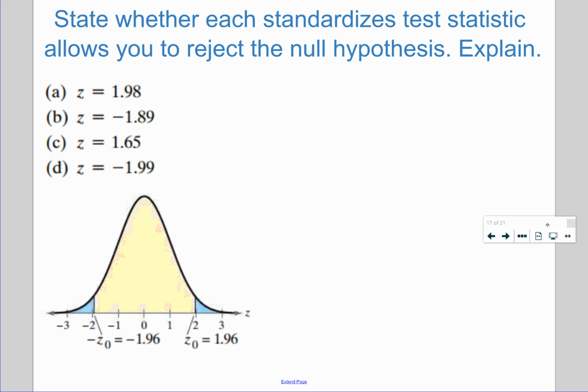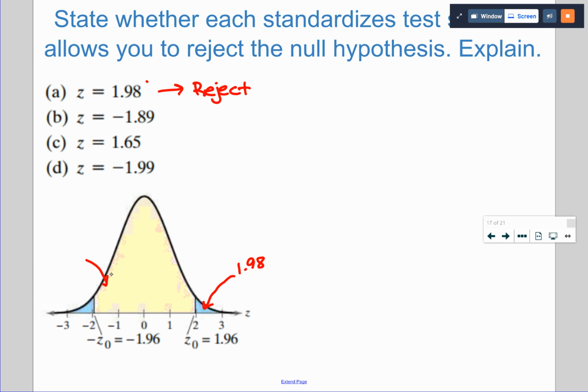Here I have, looks like a two-tailed test. I have critical values at negative 1.96 and positive 1.96. Let's say you do your calculations with your data and you get positive 1.98. Is positive 1.98 in either of these blue regions? Yes, it is. It would be to the right over here. So if it is in my rejection region, in that case, we would reject the null hypothesis. Okay. What about negative 1.89? Is negative 1.89 in the blue regions? Either one? No. It is not. Negative 1.89 is going to be right there somewhere. So we would say we do not reject, or we fail to reject.